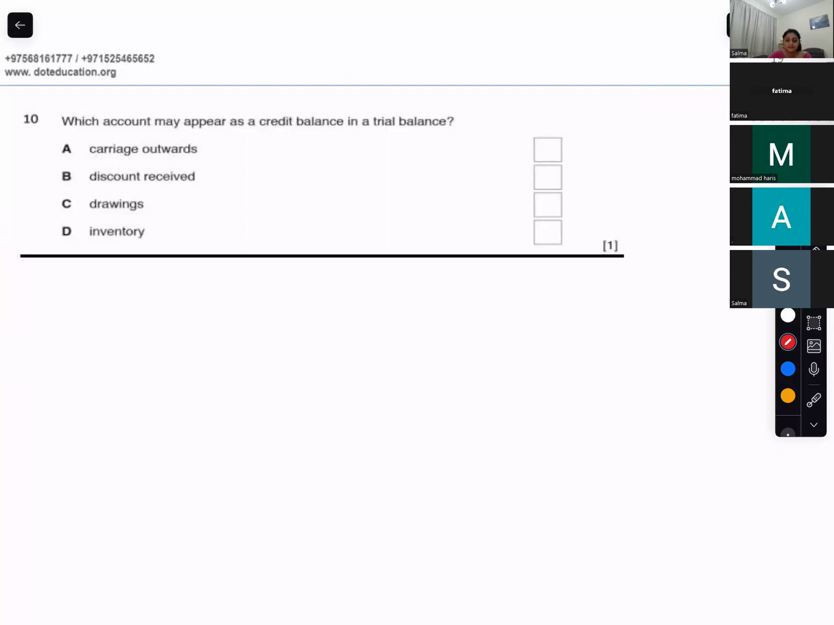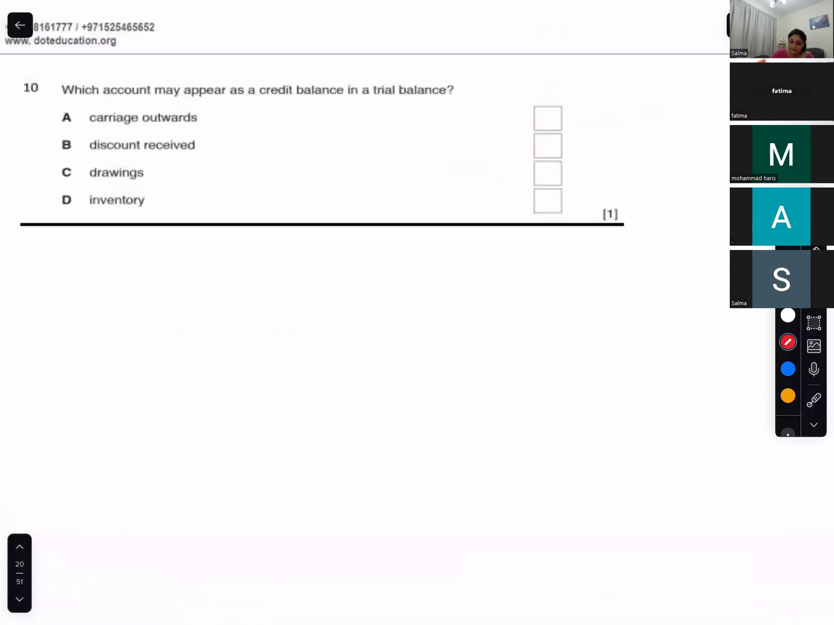Mahad. Okay, miss. Which account may appear as a credit balance in a trial balance? Discount received. Okay, fine.